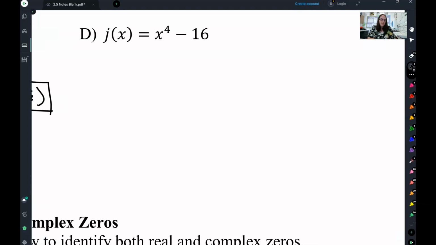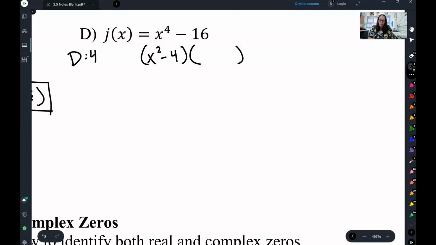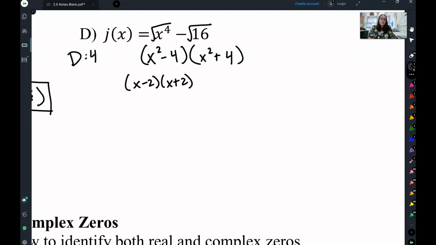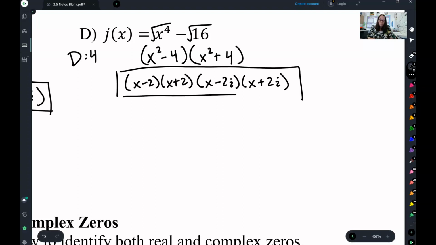x to the 4th minus 16. We can factor this. Oh, sorry, before I factor, this is degree 4, so I should have 4 answers. This is difference of squares. (x squared minus 4)(x squared plus 4). Take the square root of x to the fourth gets me x squared. Square root of 16 gives me my 4, plus or minus. And this is difference of squares, (x minus 2)(x plus 2). And this is our sum of squares. So that's our imaginary one. So this is my fully factored form.